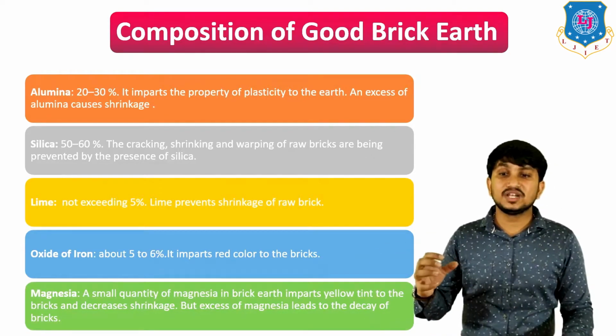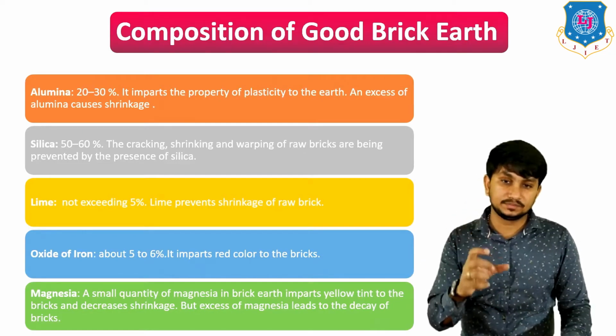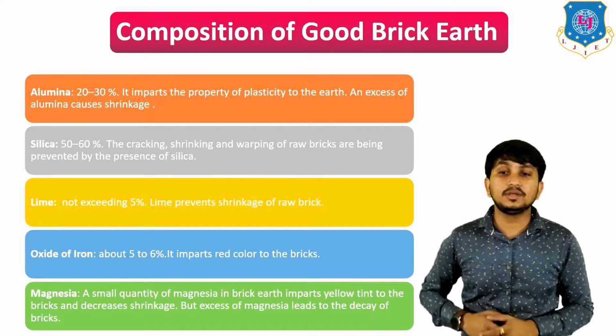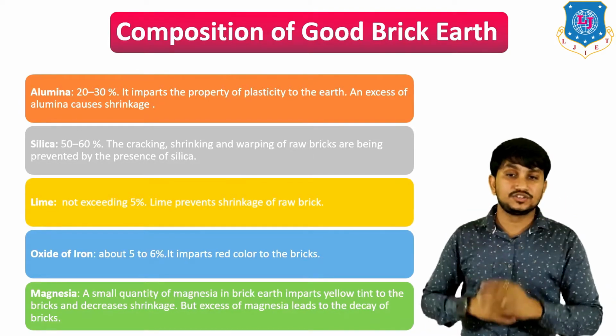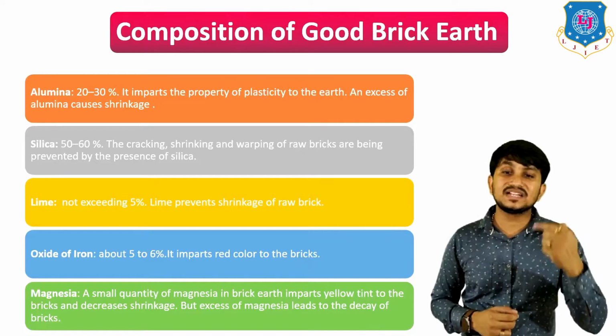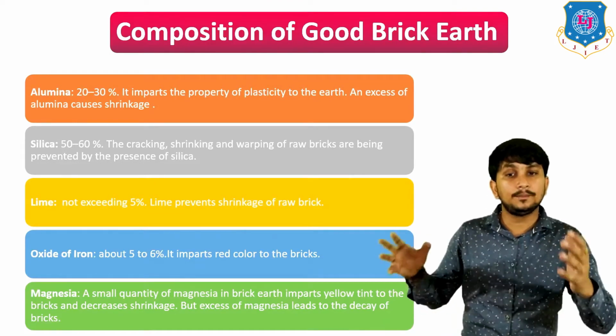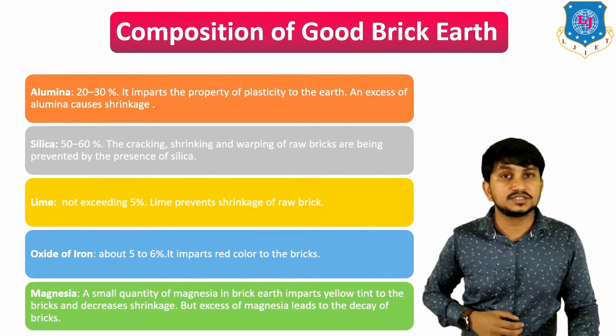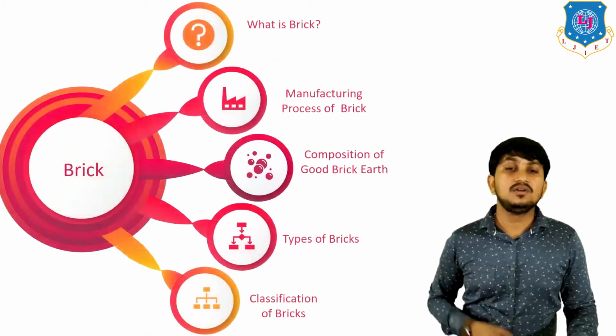Magnesium should be of small quantity in brick earth because it imparts a yellow tint to the brick and decreases shrinkage. Excess amount of magnesium leads to decay of bricks. These are the 5 compositions of good brick earth. Now let's discuss types of bricks.